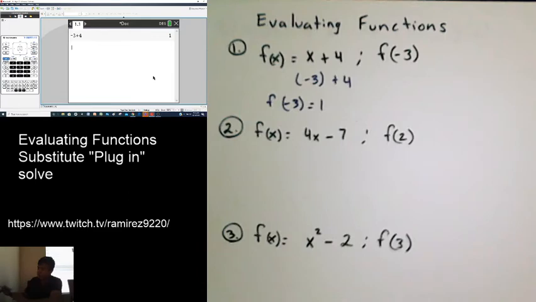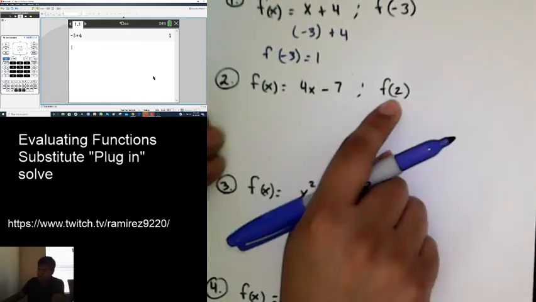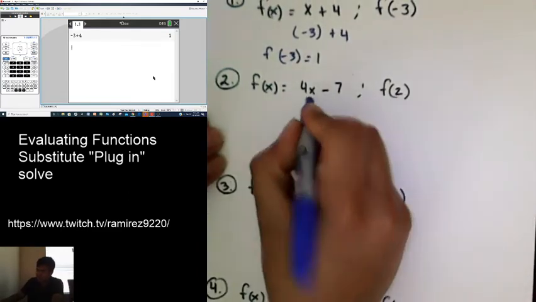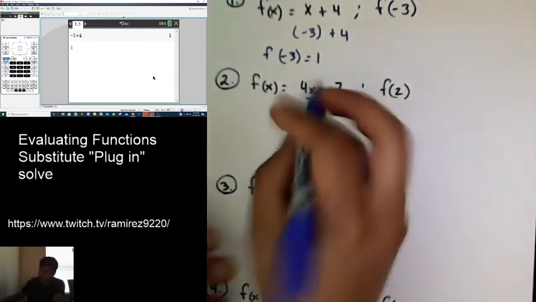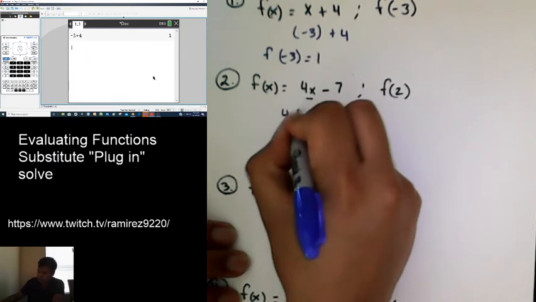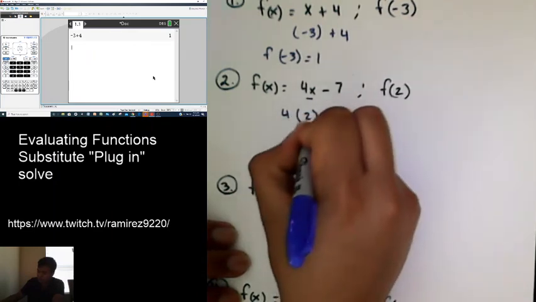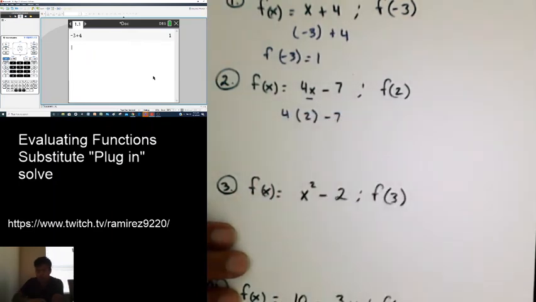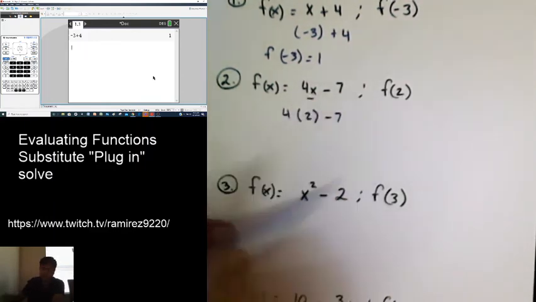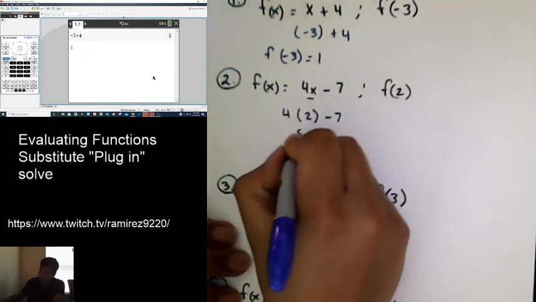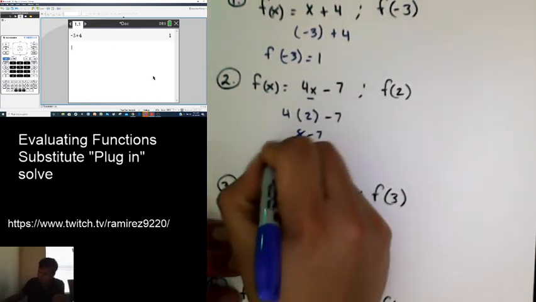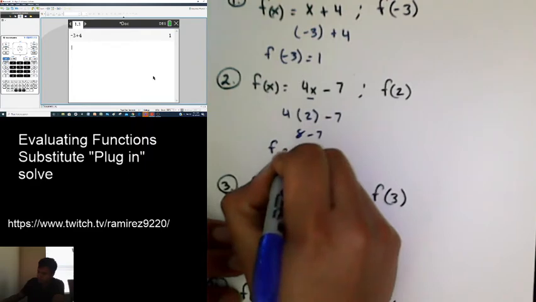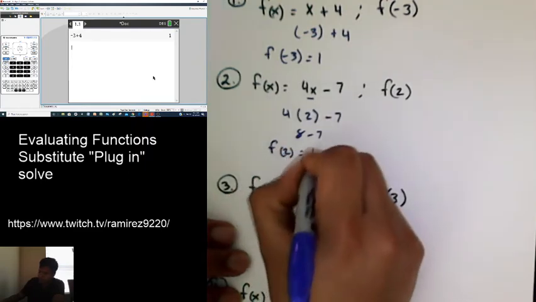Number 2. Again, they want to know it when it's 2. So again, wherever you see the x, you're just going to plug it in. So this is 4. Wherever the x was, I'm going to substitute the 2 in there. And here's where the parentheses does come in handy, because again, technically, we're multiplying. So this is 8 minus 7, and 8 minus 7 is 1. So f of 2 is equal to 1.